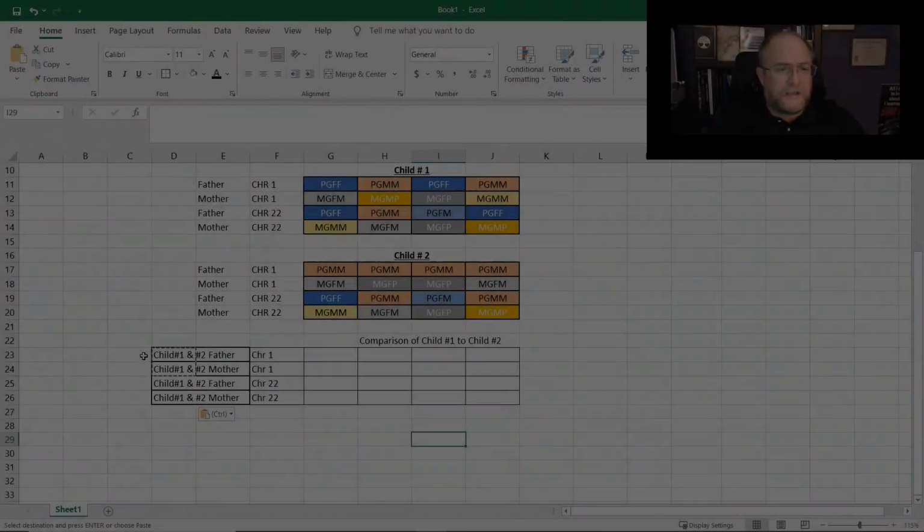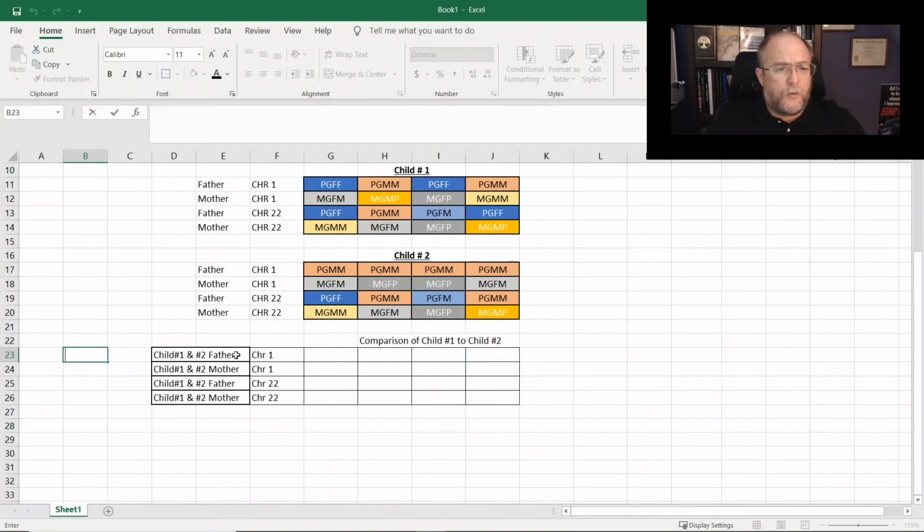Let's go back to this on the table I just created. This is a comparison of child number 1 and child number 2 on the father's side. So you look here, and they're no. So that's a no. On the mother's side, you look here and here. That's a yes. Going across. So here's the father and the father. Yes, that's the same. How about down here? The mother and the mother. No.